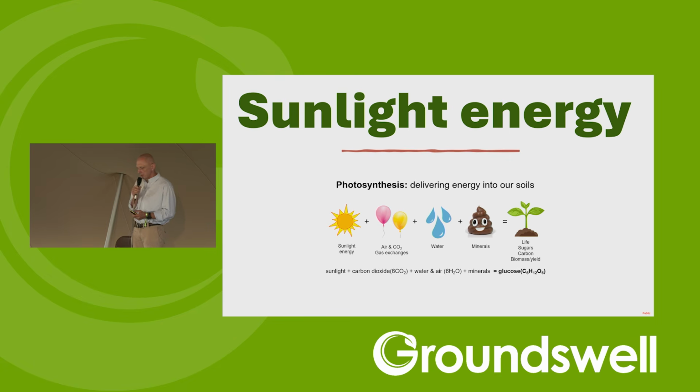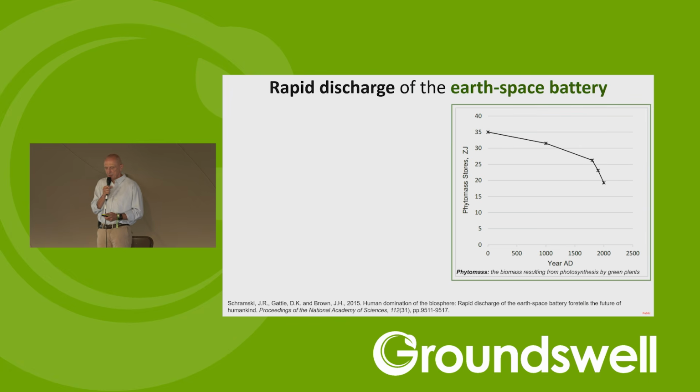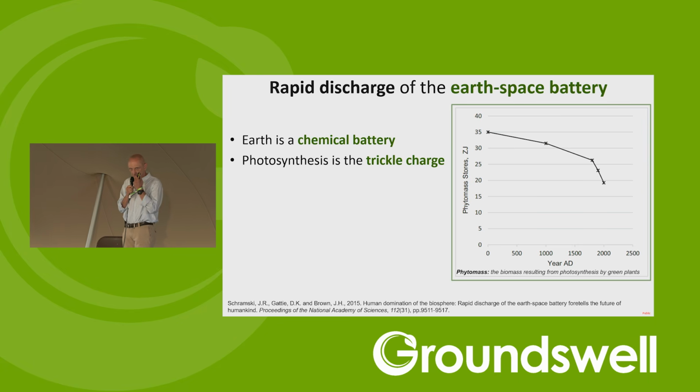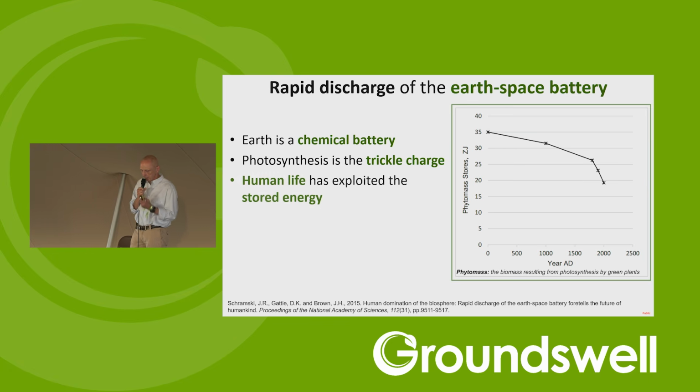So I'll just start with sunlight energy, really, and how do we maximize that. And it won't be any surprise to you that we're seeing a rapid discharge of that energy from planet Earth for a whole variety of reasons. And so we can think of Earth, and I think of the whole system as an electrical system, really, as a kind of chemical battery. And photosynthesis is our trickle charge. If you're familiar with your cars, then that probably is quite a helpful analogy.